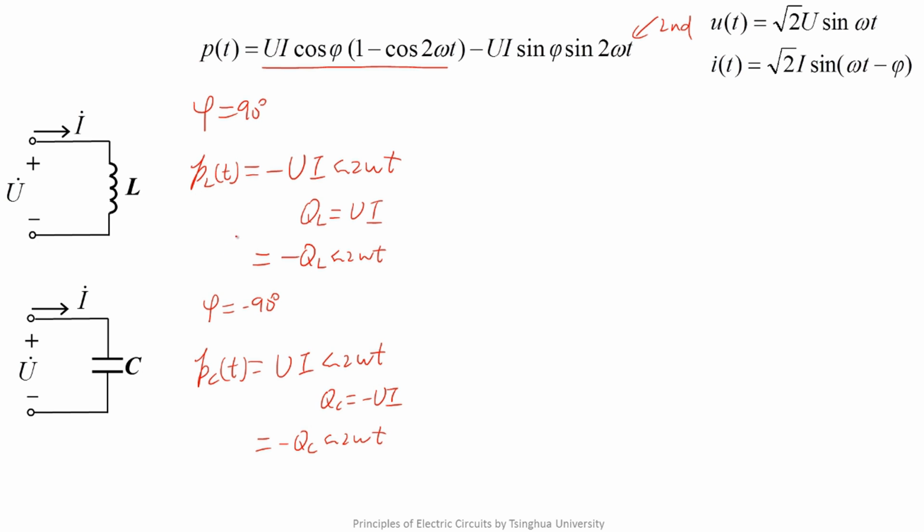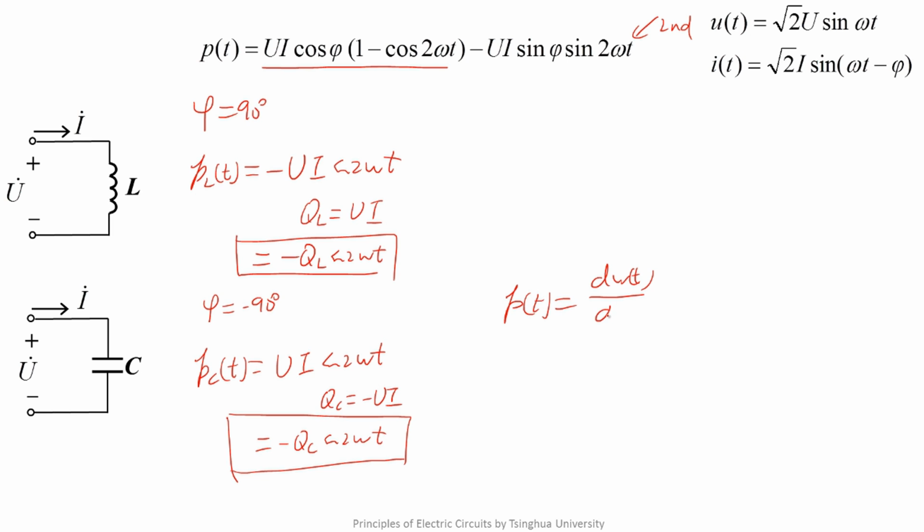We have deduced the expressions of the instantaneous power absorbed by the inductor and the capacitor. We know that power is the derivative of the energy. You see, for the inductor and the capacitor, power is a function of time. Reactive power absorbed by the inductor and the capacitor is the maximum value of this function of time. It means that the reactive power represents the maximum rate of energy change on the capacitor and the inductor. That is the physical meaning of the reactive power.